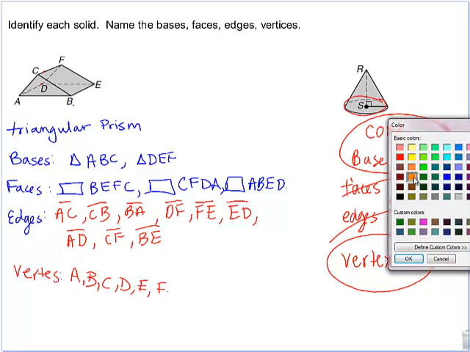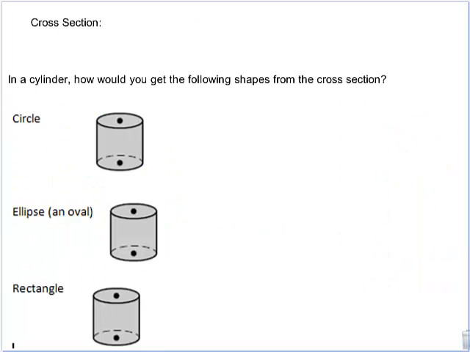All right, then last but not least, we are going to talk about something called the cross-section. The cross-section is the intersection of a plane and a solid. A plane is just a flat surface, like a flat piece of paper.